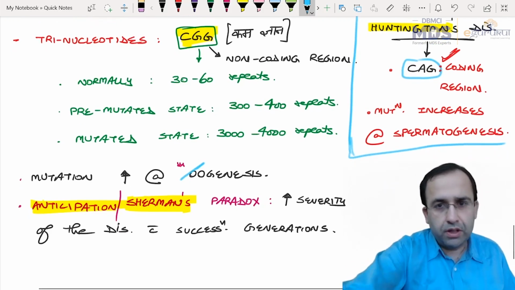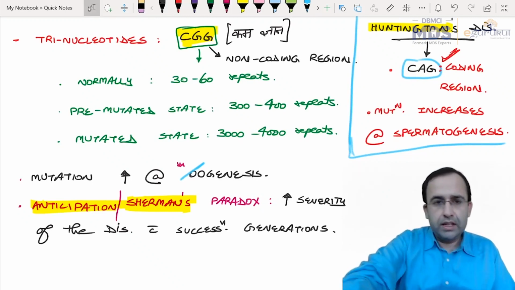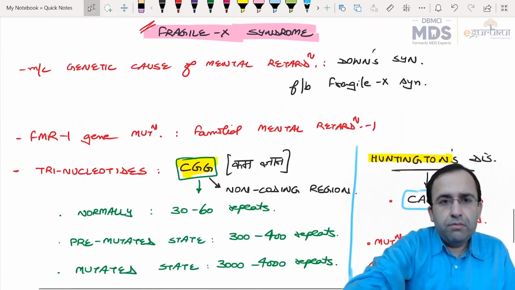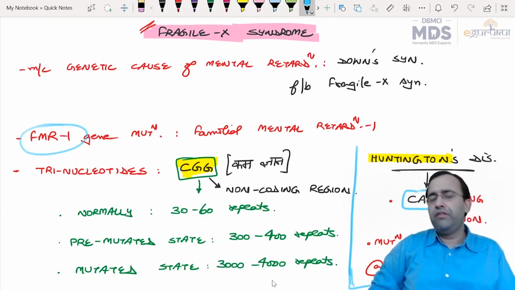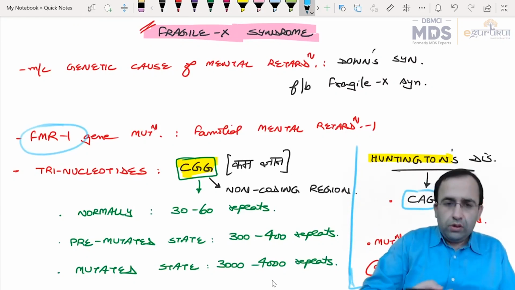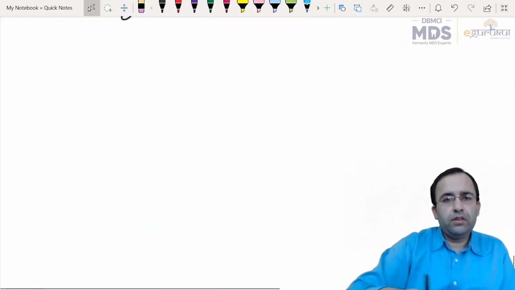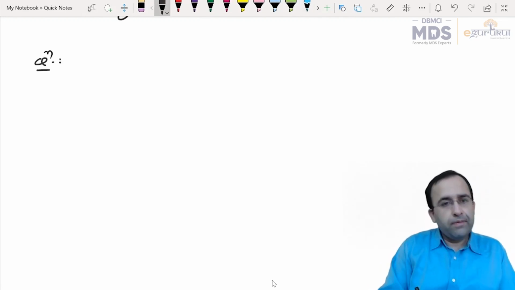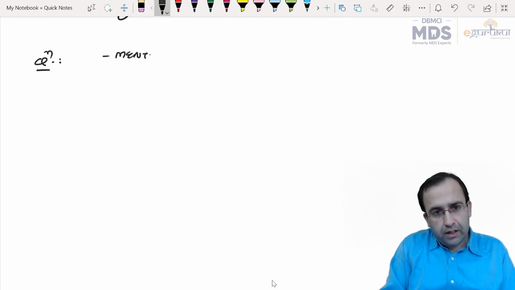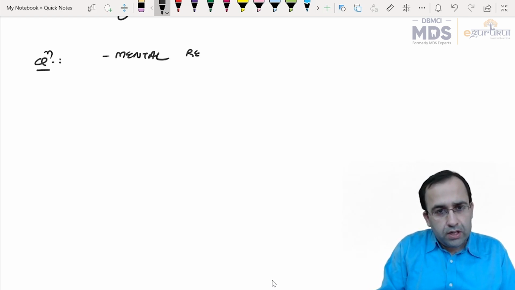Next point. Coming back to Fragile X syndrome. Let us come back to Fragile X. It was a mutation in FMR1 gene, familial mental retardation 1 gene. So, clinical features associated with Fragile X syndrome. First point is obvious: it is the second most common genetic cause of mental retardation. So it is associated with mental retardation.